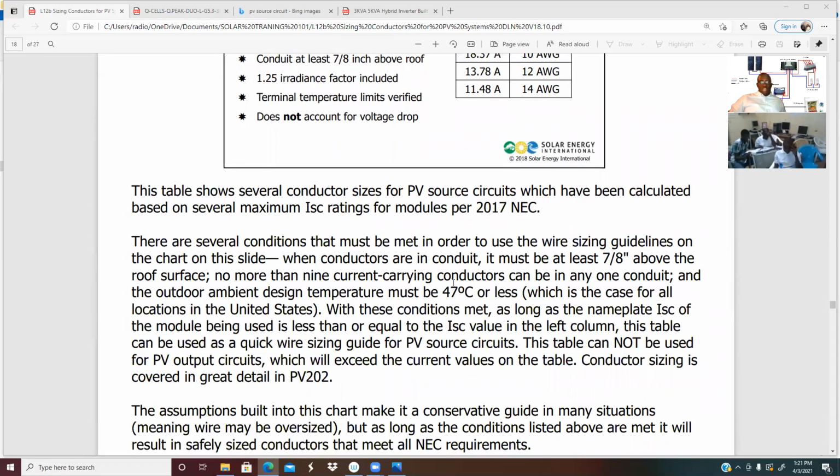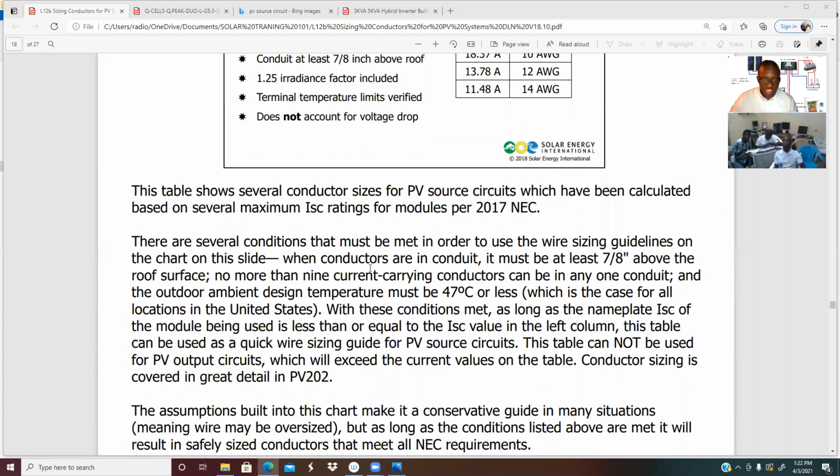This table shows the conductor size for the PV source, which has been calculated based on the maximum ISC rating for the model per 2017 NEC. The people make this job simple. They already have a table where they already did the calculation for us.